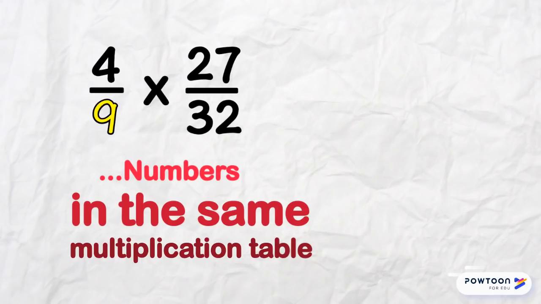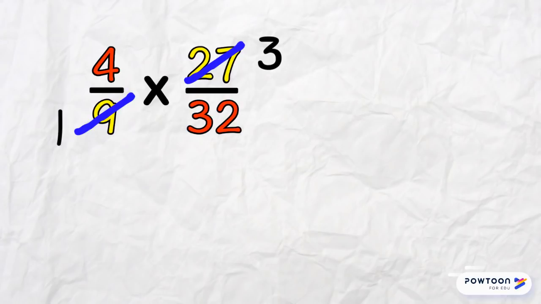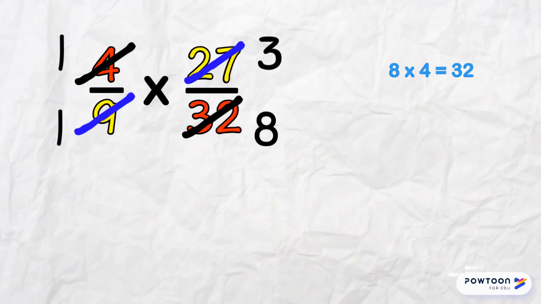We've got 9 here and 27 here. 27 is in the 9 times table. Divide by 9. We get 1 here, and in 27 there's 3 9's. And here we've got 4 and 32. Well, that's handy. 32 is in the 4 times table. That gives us 1 here, and in 32 there's 8 4's.